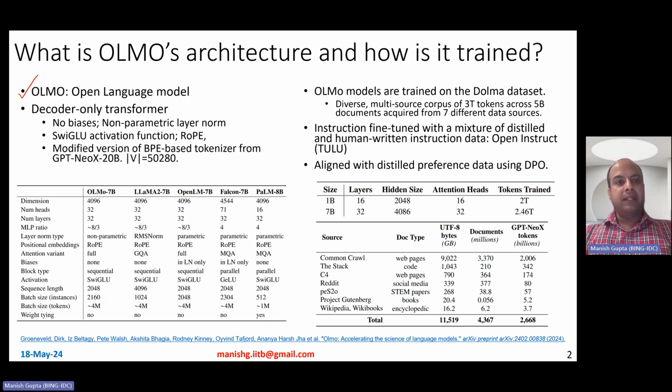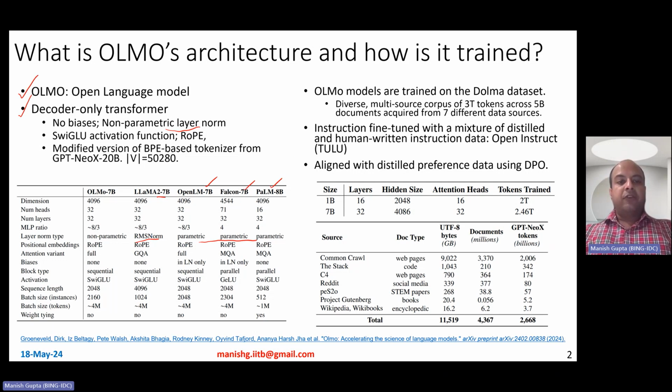available openly and publicly. From an architecture perspective, OLMo is just a decoder-only transformer with some popular things: it has no biases, it has SwiGLU activation function, it has rotary position embeddings. But an unusual thing is the layer norm. They have non-parametric layer norm compared to other models, which use RMS norm like Llama 2, or parametric layer norms like OpenLM 7 billion or Falcon or Palm 8 billion models.